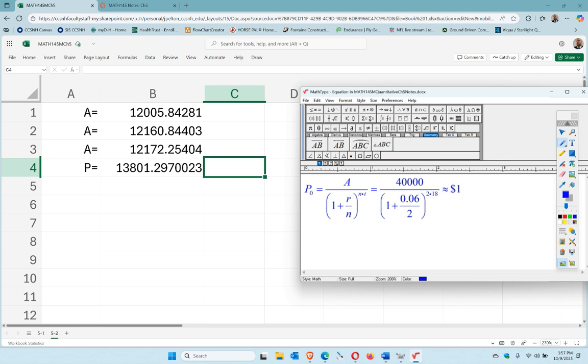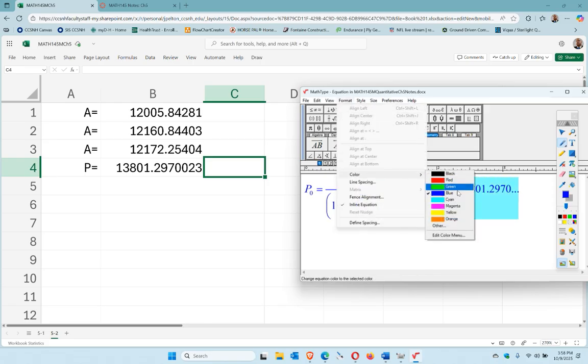So, $13,801, and we'll say 30 cents because you typically have to round up, you know what I'm saying? Typically you have to invest the extra penny, so that you round it up to 30 cents, because it always works in the bank's favor, you know?